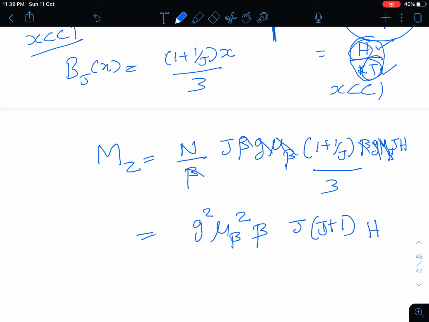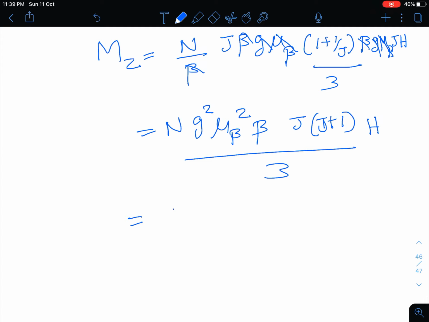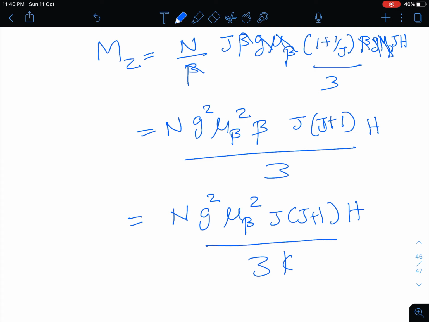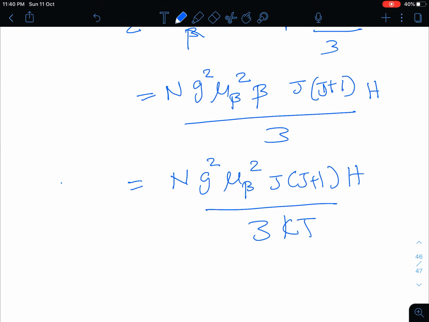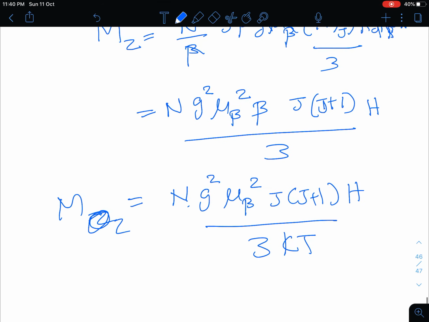പിന്നെന്തുണ്ട്, h ഉണ്ട്, പിന്നെന്തുണ്ട്, n ഉണ്ട്, divide by 3. So that is simply n g square mu beta square j into j plus 1 h by 3 kt. Okay, beta is equal to 1 by kt. Now നേരത്തെ പോലെ തന്നെ നമ്മൾ ക്ലാസിക്കൽ സ്റ്റേജിൽ ചെയ്ത പോലെ m0, let us say m0z എന്ന് വിളിക്കാം. For unit volume, നമ്മൾ യൂണിറ്റ് വോളിയം എടുക്കുകയാണെങ്കിൽ ഇതാണ് കേസ്.